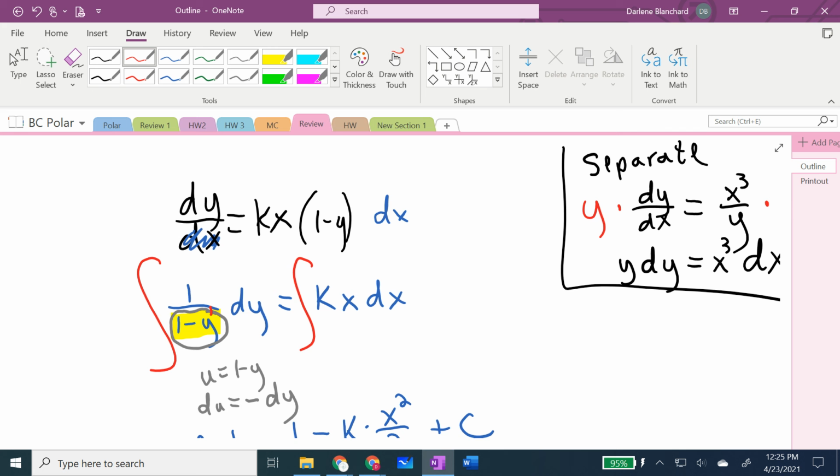Half of the time that they ask you to do the separation of variables on the AP exam, it's the type of integral where you get a logarithm. But there's a whole other half of the time, and they may give you something different, where it's like this, and you're not getting a logarithm.